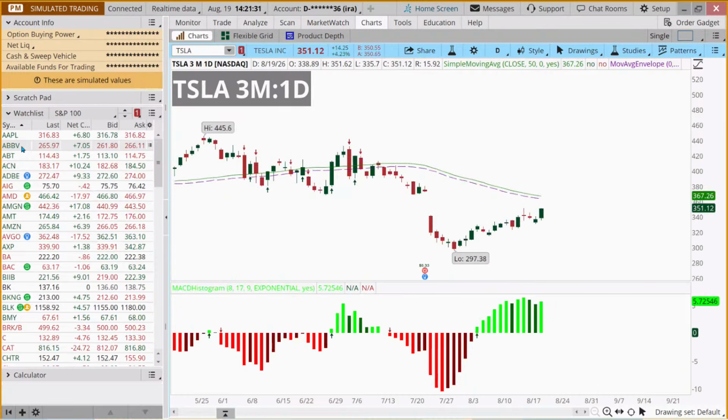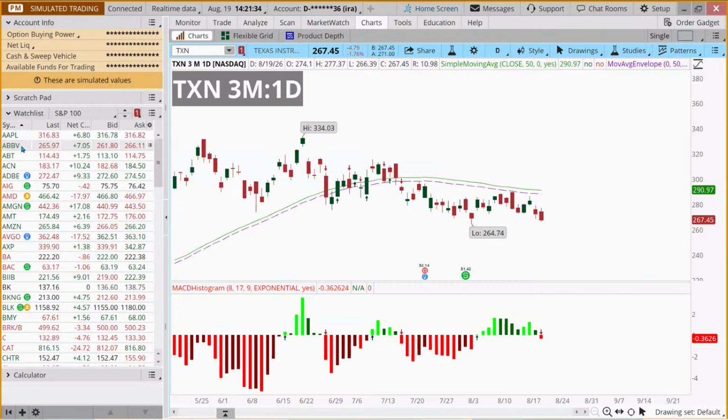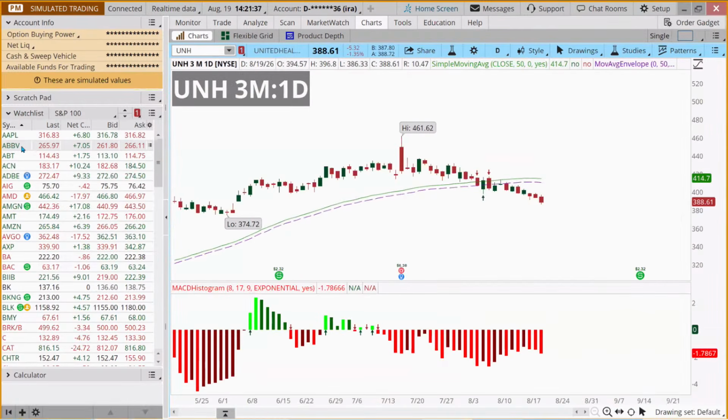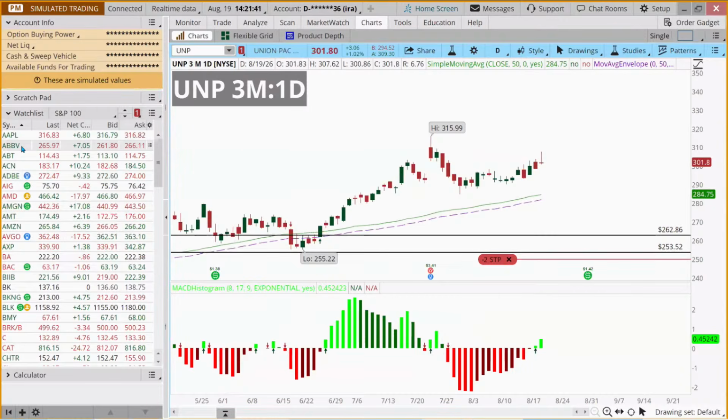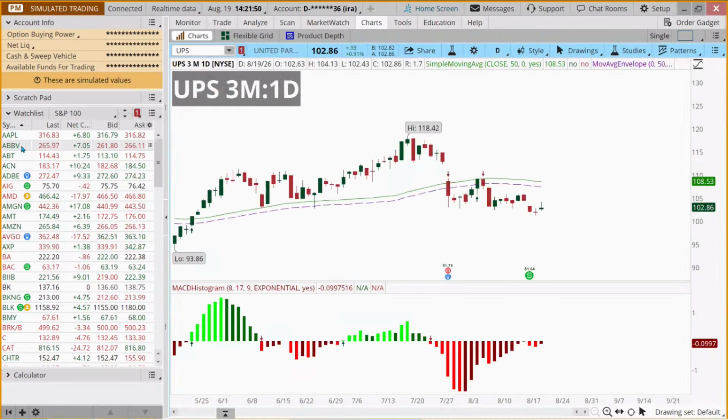Tesla, below the moving average. TXN, below the moving average. UNH, below the moving average. UNP, above the moving average. Moving average is rising. MACD went green. How long ago? 2 days. So that's a +2, right?